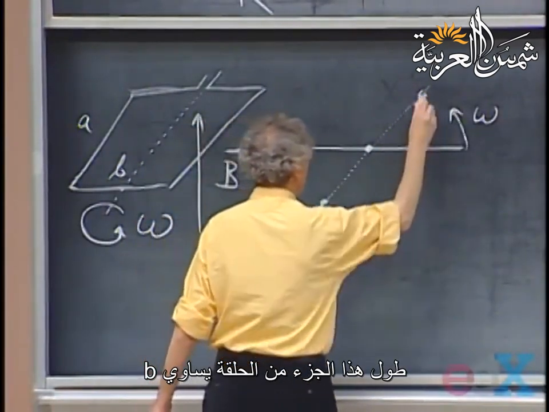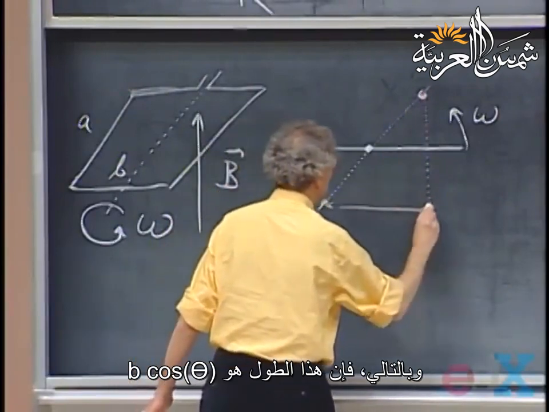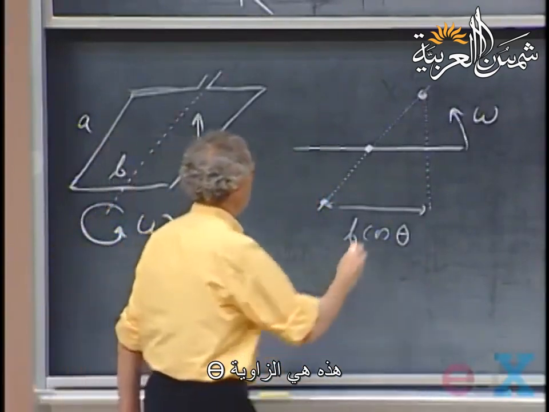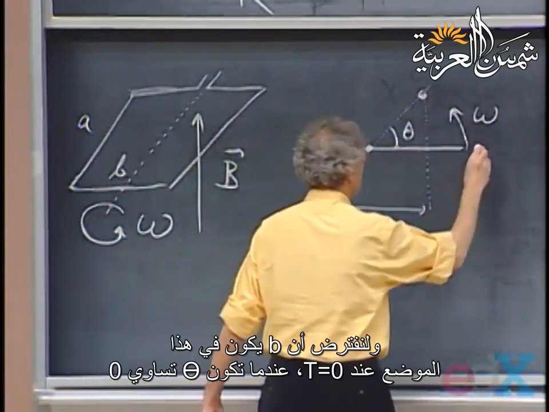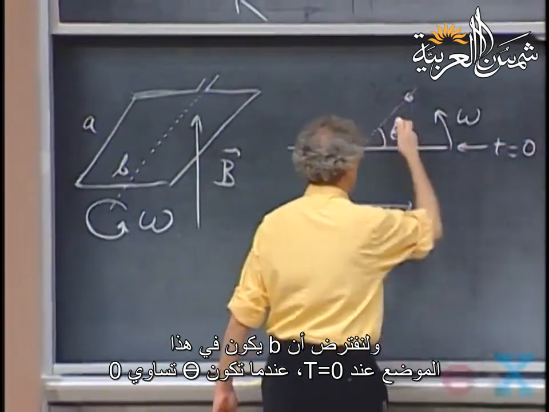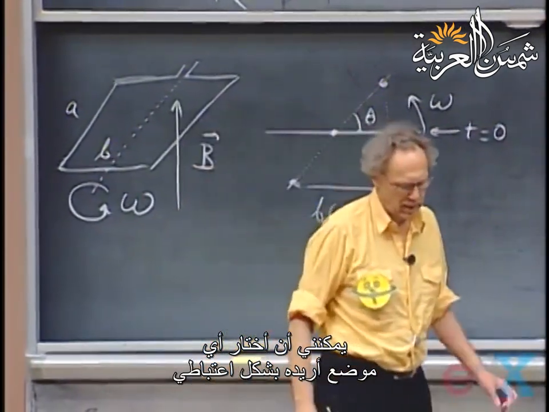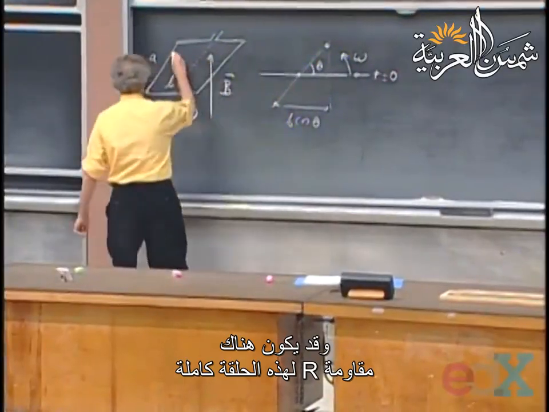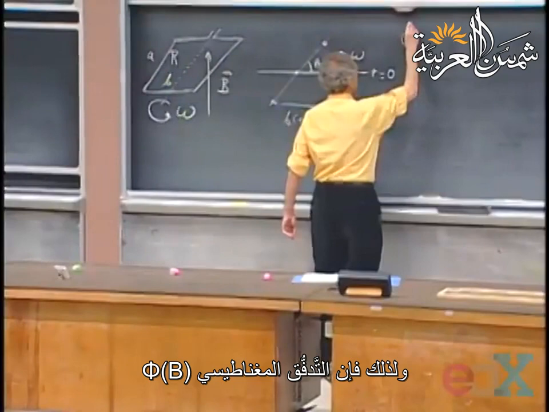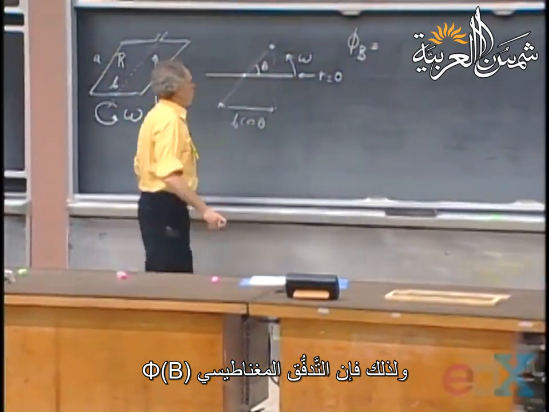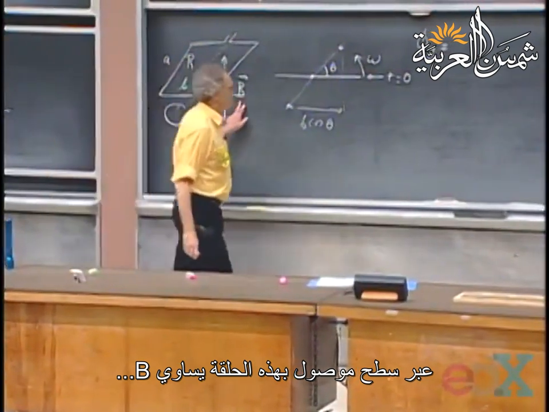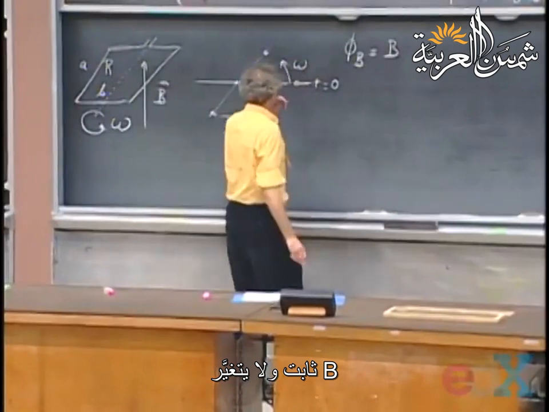And so this length here is B. And so this length is B cosine theta. And let's assume, we call this angle theta. Let's assume that it is here at t equals 0 when theta is 0. I can choose that arbitrarily any way I want to, of course. And there could be a resistance R in this entire loop. And so the magnetic flux, phi of B, through a surface attached to this loop is B. That's constant, that's not changing.